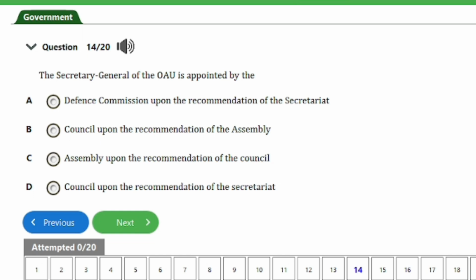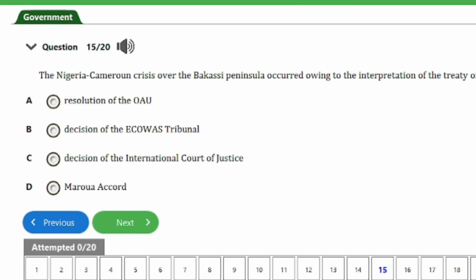So let's head on to the next one, guys. We have here question number 15. It says, the Nigeria-Cameroon crisis over the Bakassi Peninsula occurred owing to the interpretation of the Treaty of 1913 and the A, resolution of the OAU, B, decision of the ECOWAS Tribunal, C, decision of the International Court of Justice, D, Maroa Accord. So guys, the answer to this question is option C. That's the decision of the International Court of Justice. So that's it for this question.